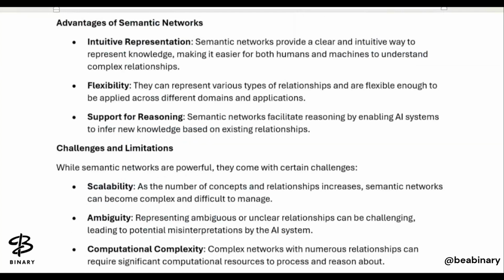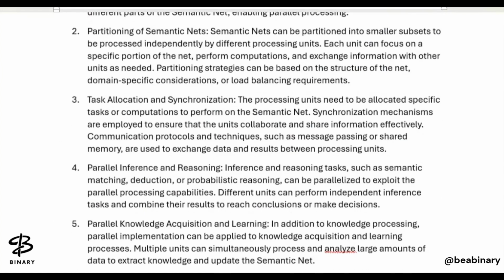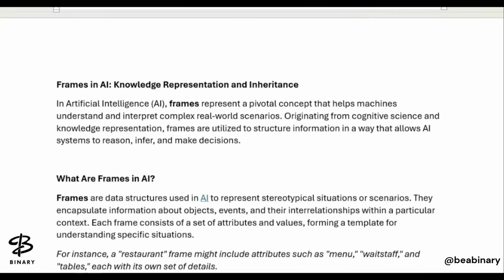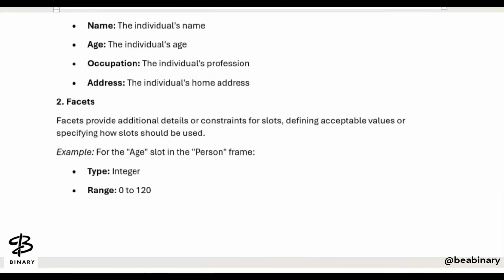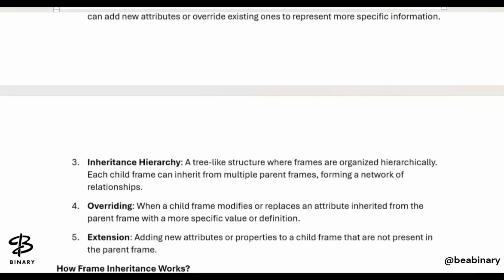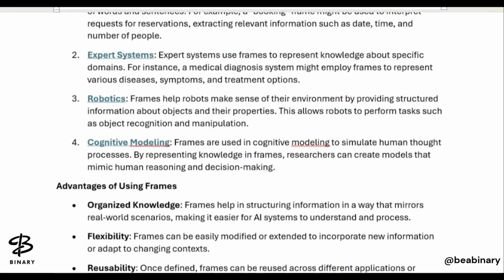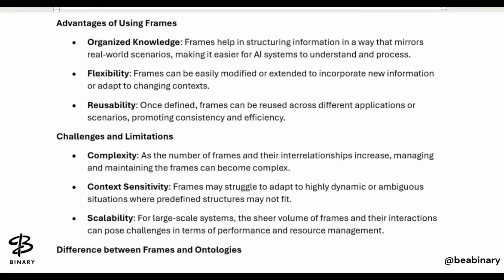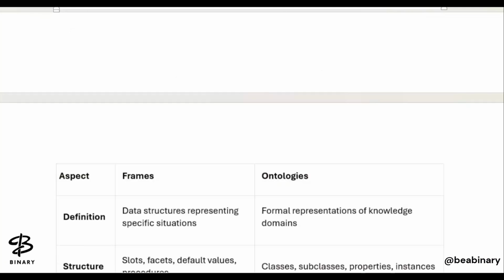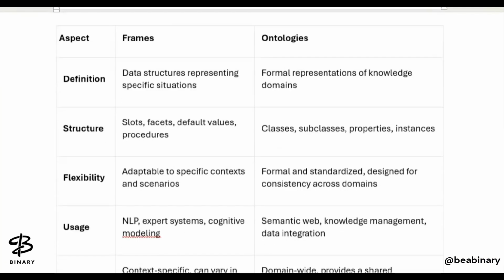Then we had talked completely about semantic networks. We had talked about parallel inference also, and the parallel implementations also. We have talked completely about frames. Now, what is the difference between frames and ontologies? Three structural representations; in depth, we are talking about the differences between all. First, we talked about the difference between semantic networks and frames. Now, we are talking about the difference between frames and ontologies.